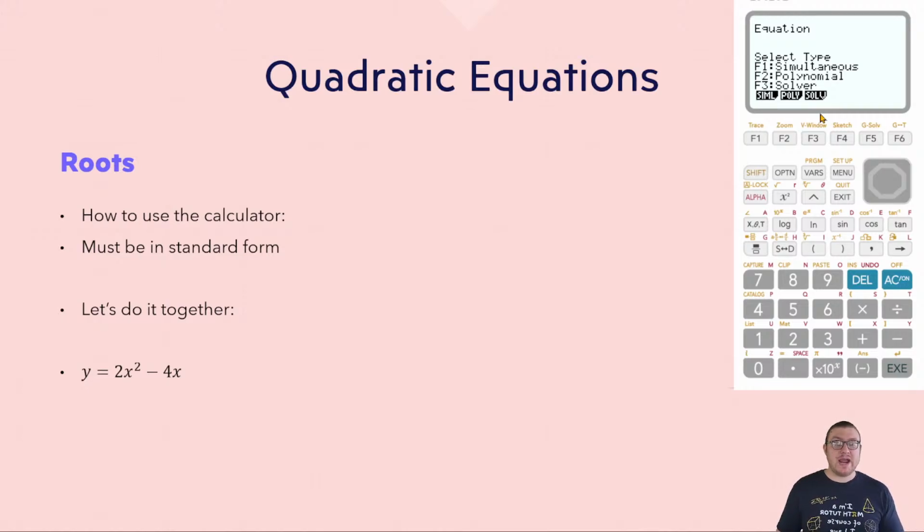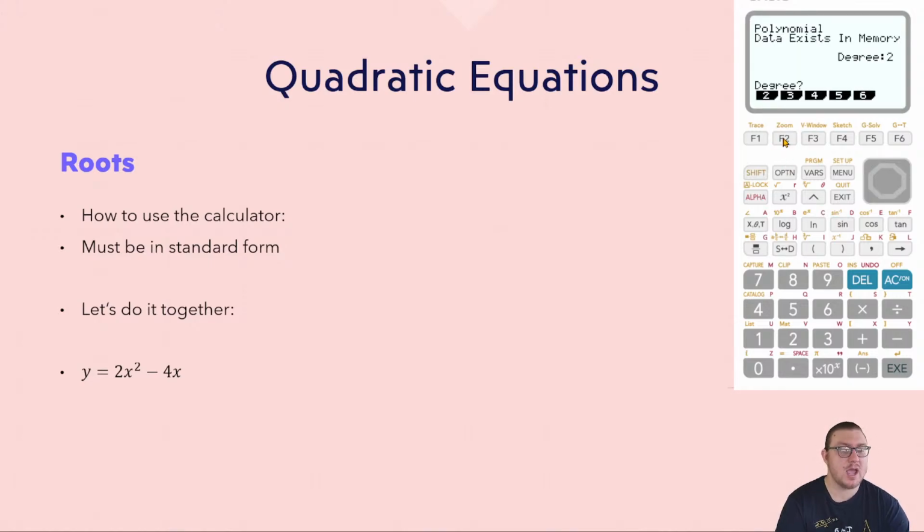Here we want to go F2 Polynomials because a quadratic equation is a polynomial. A polynomial is any equation that has any powers for x. So for example, x to the power of 5, x to the power of 2, or any of those combinations. So we're going to press F2 for polynomial. It's going to ask you for the degree, and the degree is the highest of those powers that we've just seen. So in a quadratic, you're always going to be pressing 2 because you have an x squared, which is your highest power.